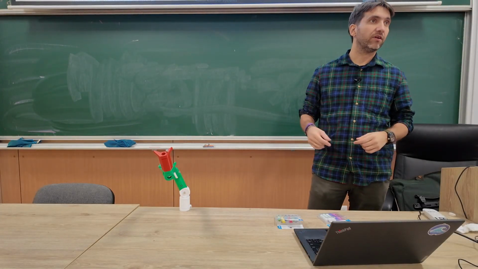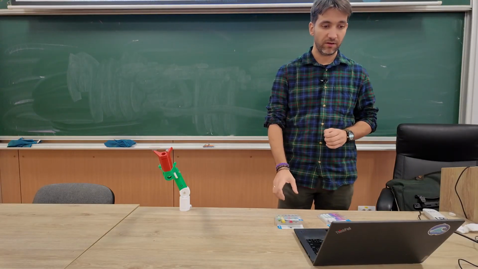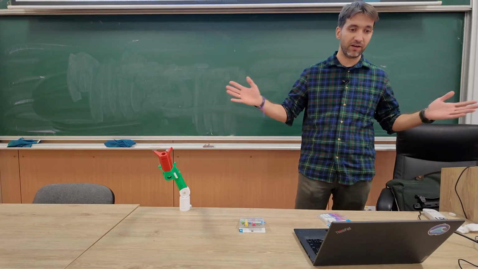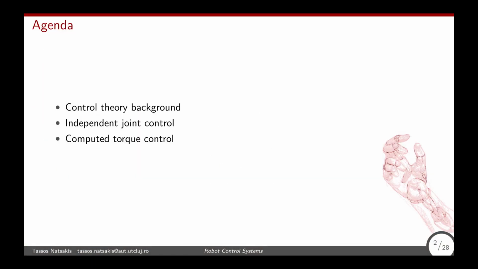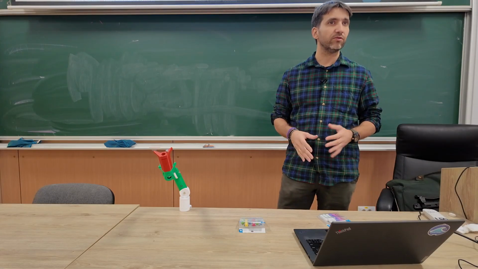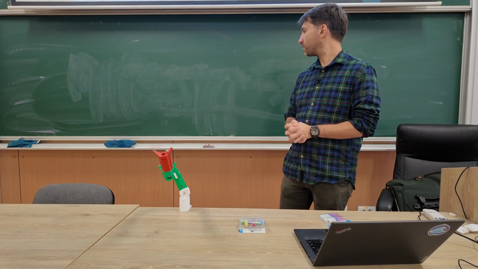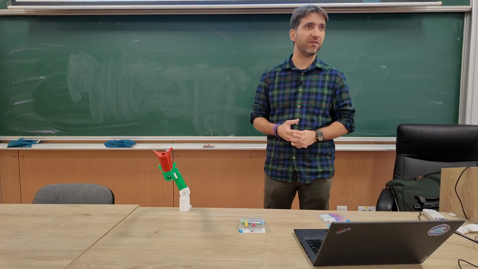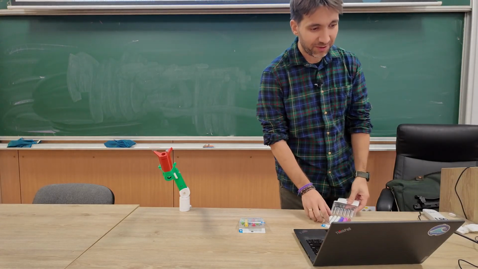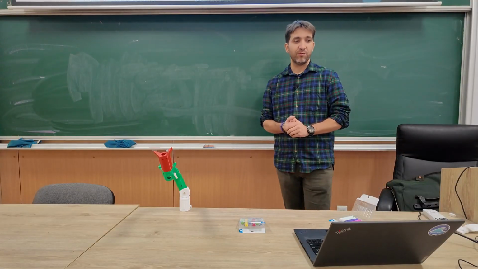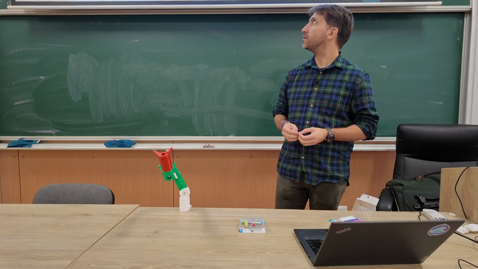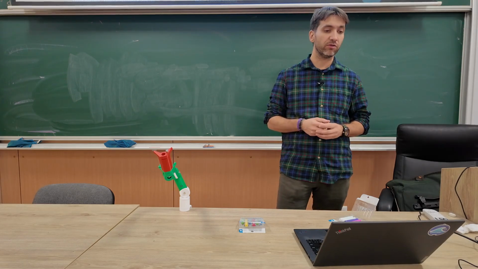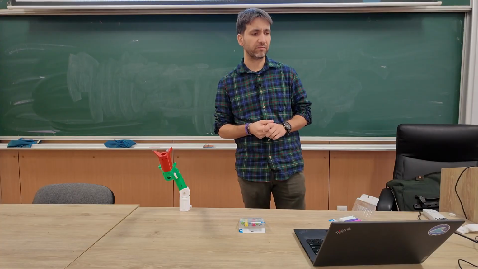Today we'll move on with our discussion on robot control systems, and we'll finally talk about control. We'll talk a little bit about control theory in general to remember what you did in systems theory. Pleasant times, from what I know. And then we'll see two different approaches to actually controlling a robot arm: what we call independent joint control and computed torque control.